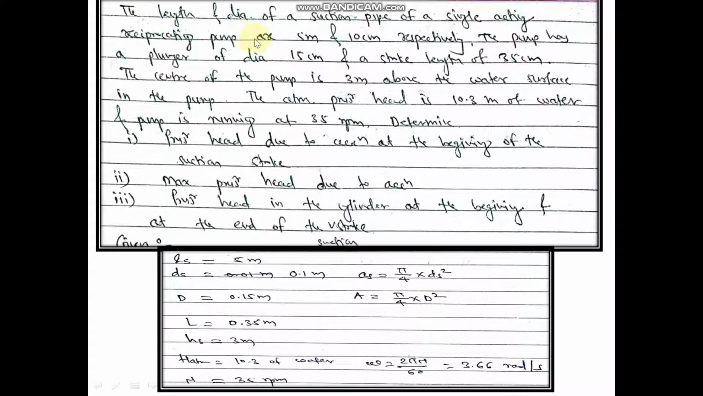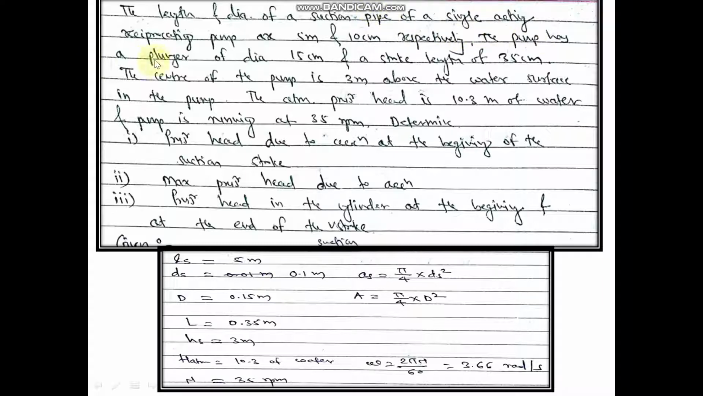The length and diameter of a suction pipe of a single acting reciprocating pump are 5 meter and 10 centimeter respectively. So length and diameter of suction pipe is given. Length is 5 meter, LS, and diameter of suction pipe is 0.1 meter.